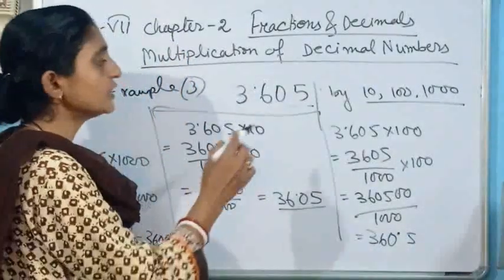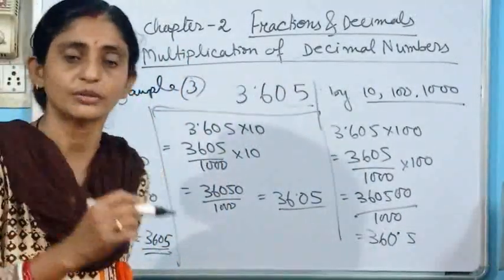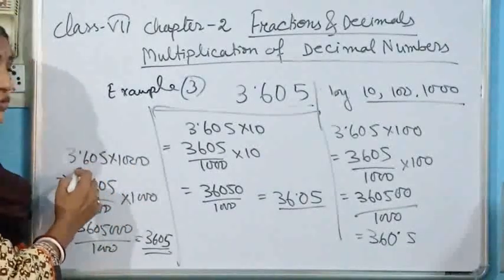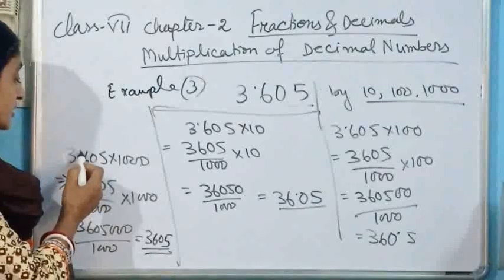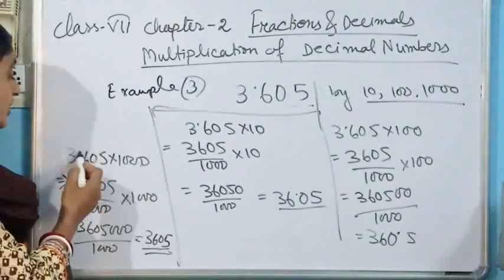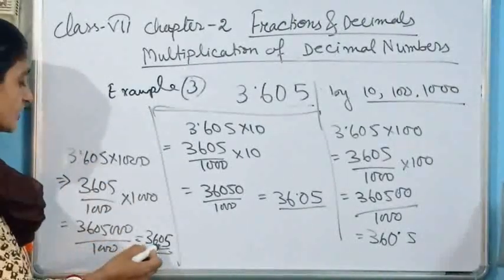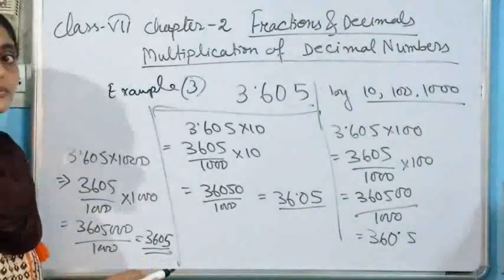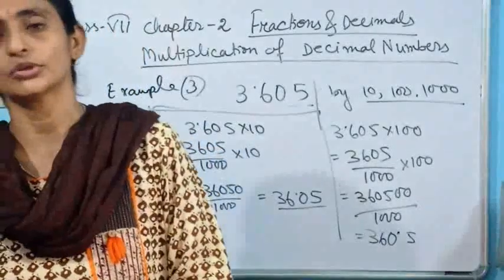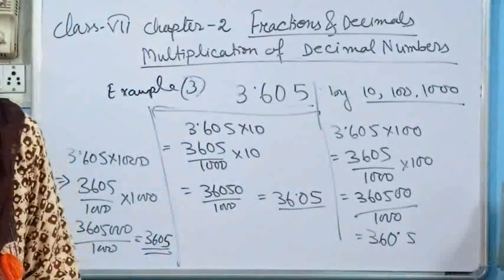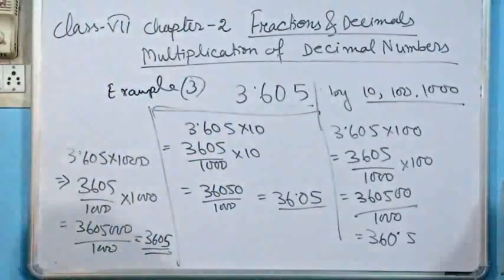So directly you can solve this question by counting the places. As we have done in this question, you can see here it has been multiplied by 1000, so the decimal has been shifted towards the right hand side by 3 places, and my answer is coming 3605. Okay, so in this way you people just try to solve the questions given in your exercise. I hope you can do it. Let's try the exercise.